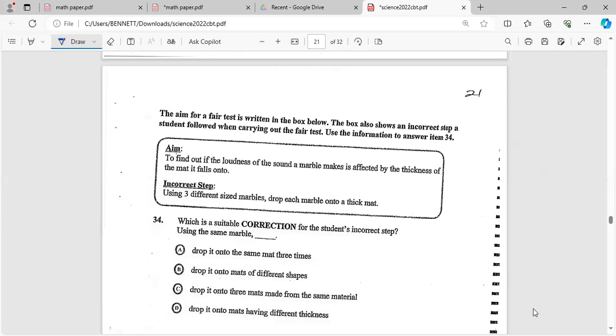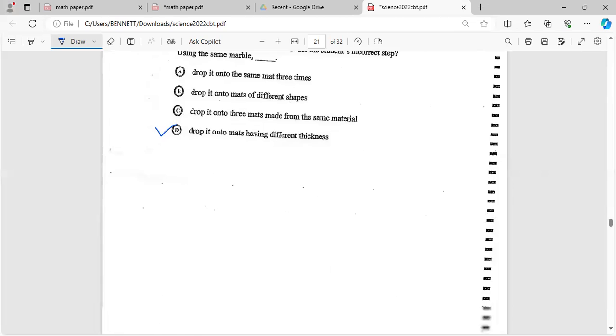Alright, which is a suitable correction for the student's incorrect step? A, use the same marble. Drop it on the same mat 3 times. No, sir. B, drop it on mats of different shapes. C, drop it on 3 mats made from the same material. D, drop it on mats of different thickness. What would you say for that, guys? You're in exam. What would you say for 34? I would say D. Drop it on mats of different thickness. That way you can compare. Alright, similar to what they did with the pitch.